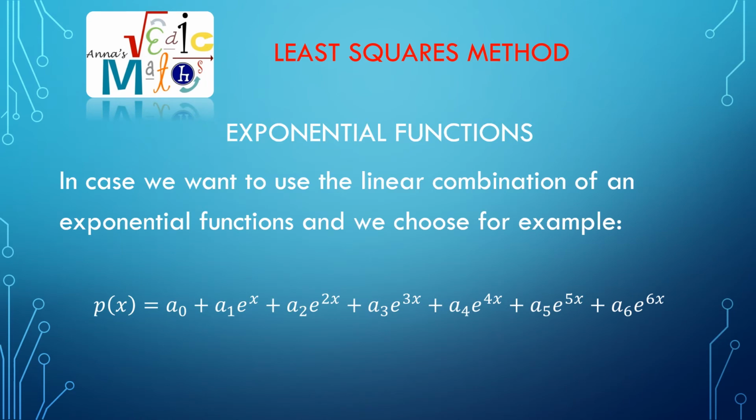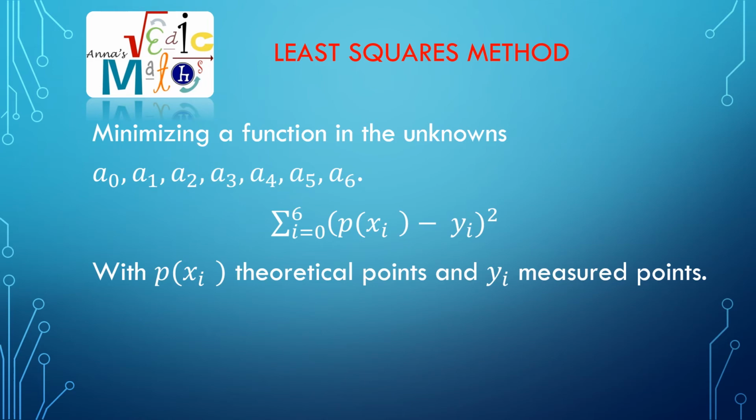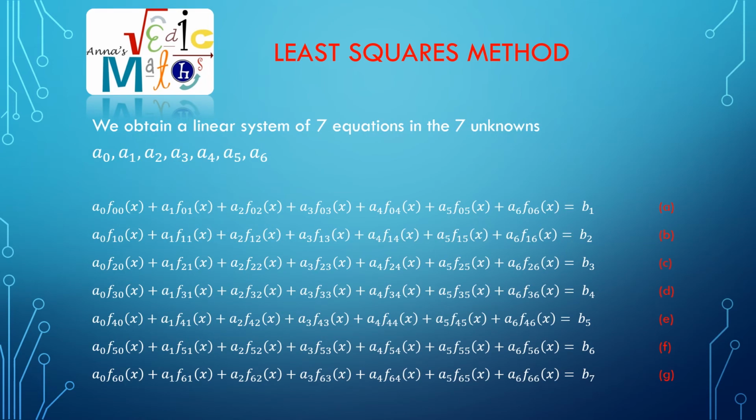Another type of function. We want to use the linear combination of exponential functions, and we have, for example, this function. To find the 7 unknowns a0 until a6, we have to set equal 0 the partial derivatives of the difference between the theoretical points and measured points. We want to minimize this function. Here, the 7 derivatives with respect to the unknowns a0, a1, a2, a3, a4, a5, and a6 we put equal 0. We find 7 equations in the 7 unknowns.